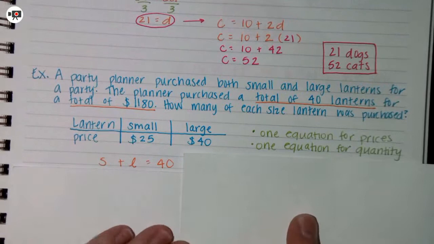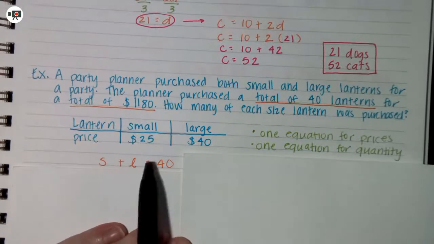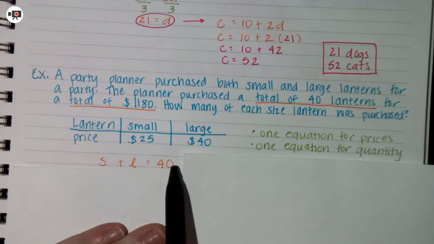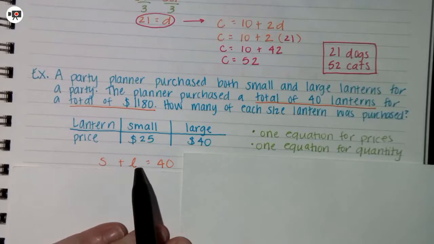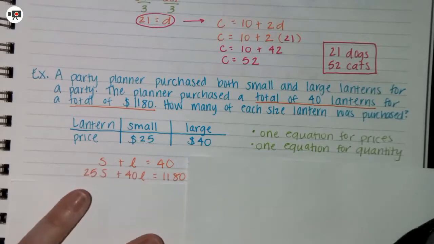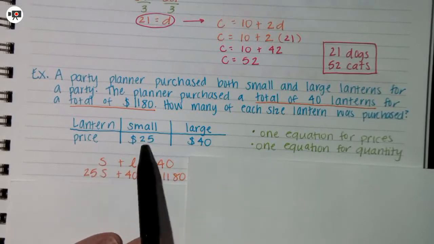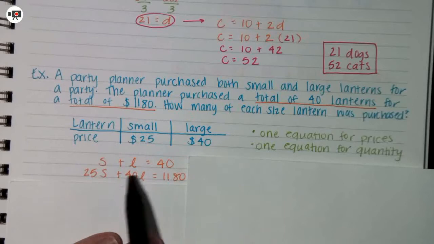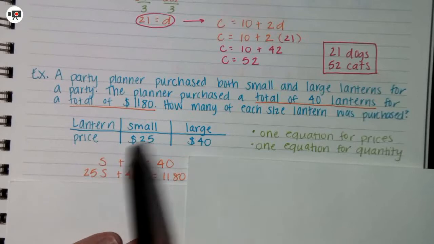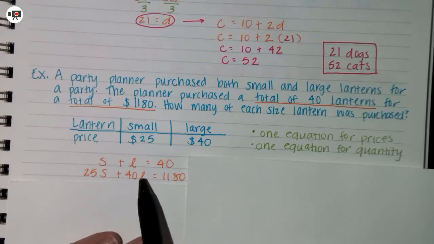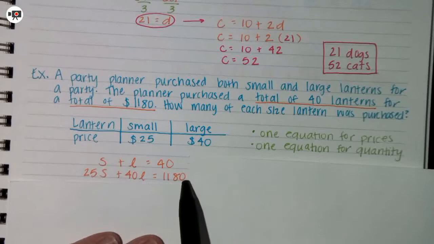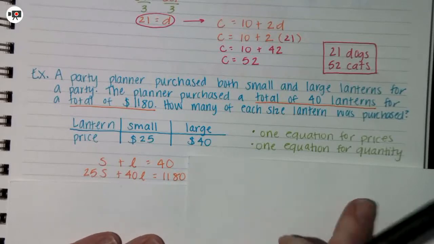So, if I know that they bought a total of 40 lanterns, that's the small plus the large lanterns, then I know that it is $25 per small lantern. That's what this table tells. And $40 per large. So I have 25S plus 40L makes the total amount of money spent.